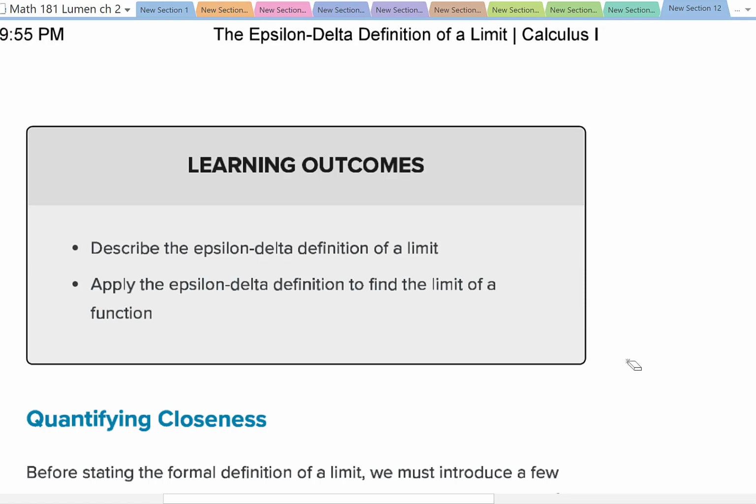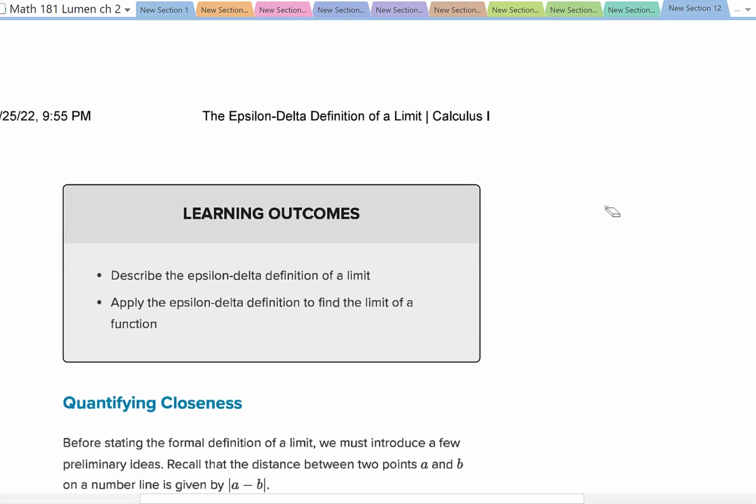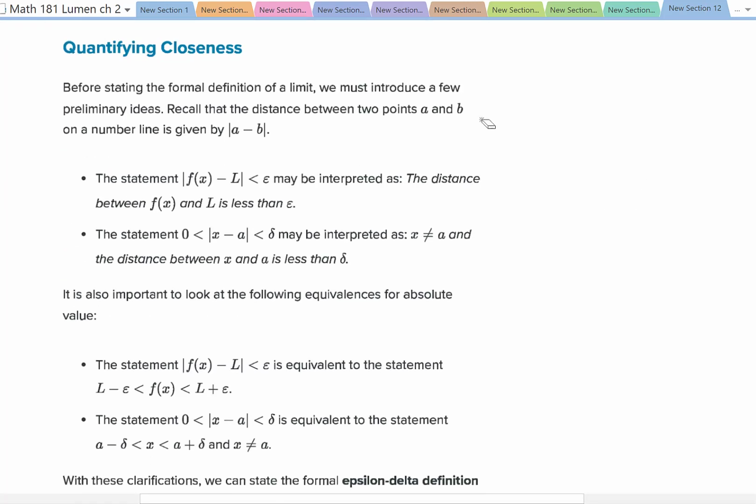One of the big things about this is it's going to measure closeness, how close two things might be. So the idea behind this is we're trying to relate how close the f of x value is to the limit, and compare it to x being close to the value that x is approaching. So we're relating this epsilon and this delta. We use these Greek symbols to signify that.